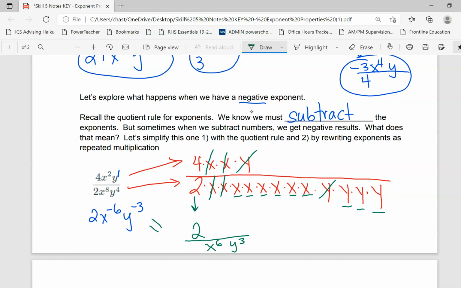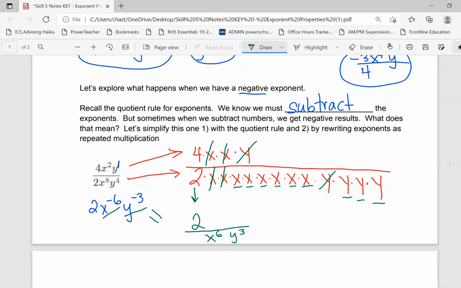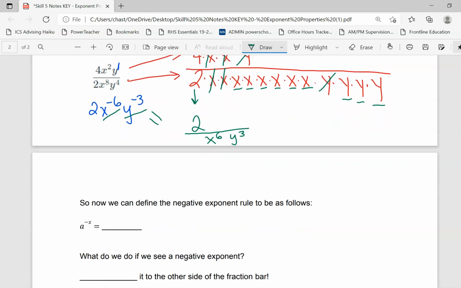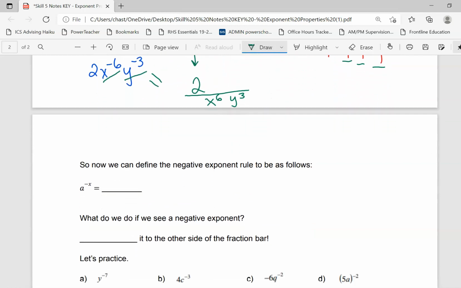So let's see what we did here. When I have a negative 6 exponent, it got moved to the denominator and became a positive exponent. When I had y to the negative 3rd, it moved to the denominator and became a positive exponent. So this feels like a rule to me. So let's put it in words, or as a rule.